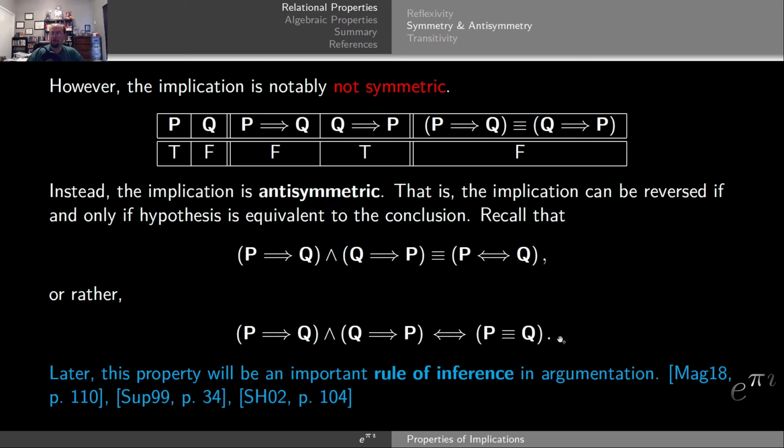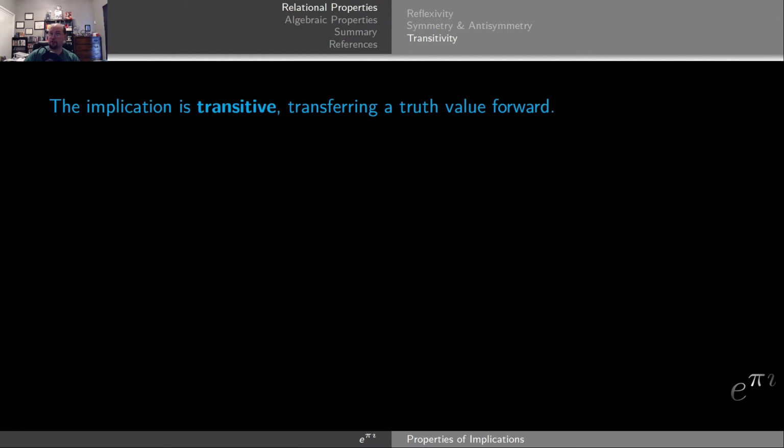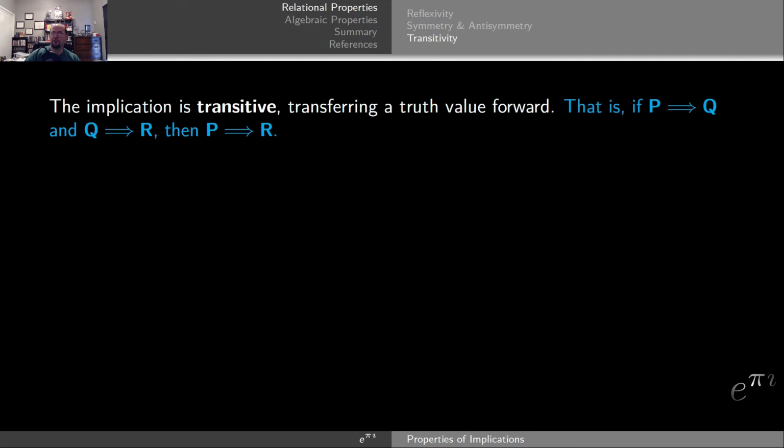Later, this property will be an important rule of inference in making arguments, so this is something to go ahead and mention now. Next, the implication is transitive, transferring a truth value forward. That is, if P implies Q and Q implies R, then P must also imply R. What this basically means is that if you think of it like triggering mechanisms, if P triggers Q, and Q triggers R, then P through Q must also trigger R.